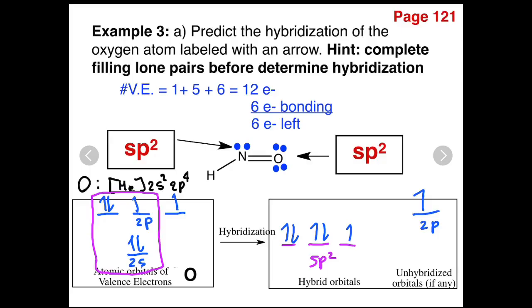Now you are going to assign the type of bonds that go in here. Pretty much those that contain a pair of electrons already represent lone pairs. So this is a lone pair, this is also a lone pair, so we have 2 lone pairs. And the unpaired electron in the hybrid orbitals represents a sigma bond. And the unpaired electron in the unhybridized orbital is going to represent a pi bond.